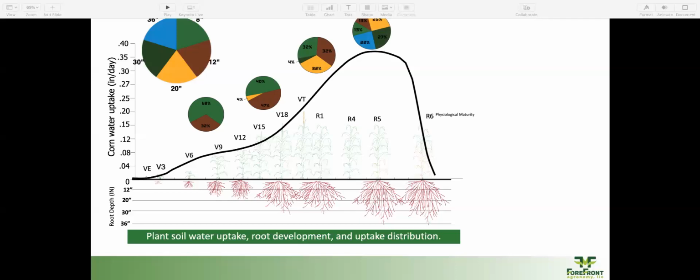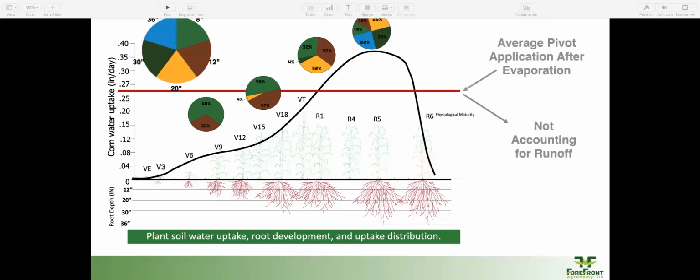As we get towards the end of the season, our goal is to have those roots as deep as possible, and we want to get there as quick as possible, because we need a good base underneath that plant to help us carry through stressful times of the season. And really, this red line here depicts that at some point in the season we're going to exceed the water demands that we can supply through irrigation.